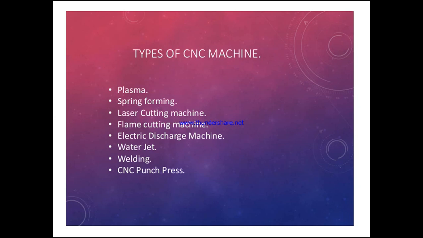We also have water jet machining, welding by CNC machining, and CNC punch presses. So when we talk about manufacturing or production, we have these. When we talk about quality and control, we also have the computer coordinate measuring machine. So these are the different types of CNC machines.